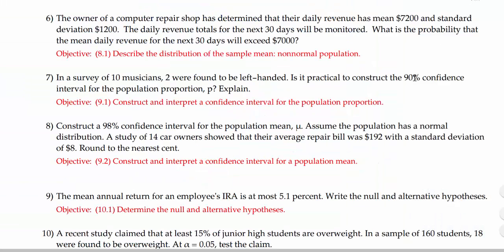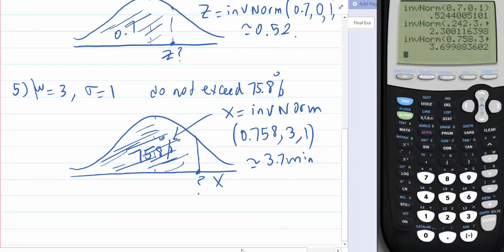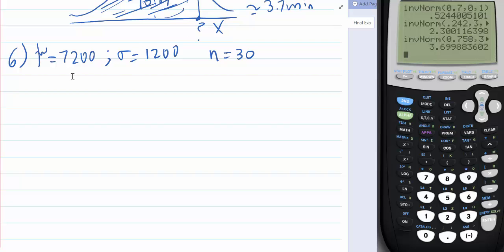The owner of a computer repair shop has determined that their daily revenue has a mean of 7,200 and a standard deviation of 1,200. So mean is 7,200 and standard deviation is 1,200. The daily revenue totals for the next 30 days will be monitored. So we're talking about a sample here. What's the probability that the mean daily revenue for the next 30 days will exceed 7,000? Okay, let's do this. So I'm going to go back to my sheet. He's asking what's the probability that the mean daily revenue for the next 30 days will exceed 7,000. He's not asking about one individual day. He says the mean of the next 30 days.